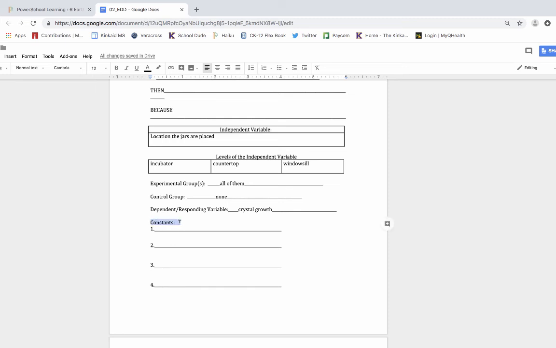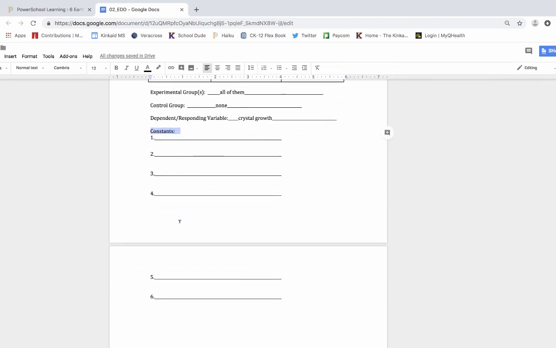Lastly, we have constants that we need to establish for this experiment. Constants are things that we keep the same in order for this to be fair. If the windowsill group got to use 10 cups of borax and the incubator group only got to use 1 teaspoon, there would be a problem. That would not be fair. We wouldn't have a fair test of this. So we would definitely want to do the same amount of borax. We'd also leave the crystals for the same amount of time, which is going to be a week. And then right now, I want you to fill out the last 4 on your own.